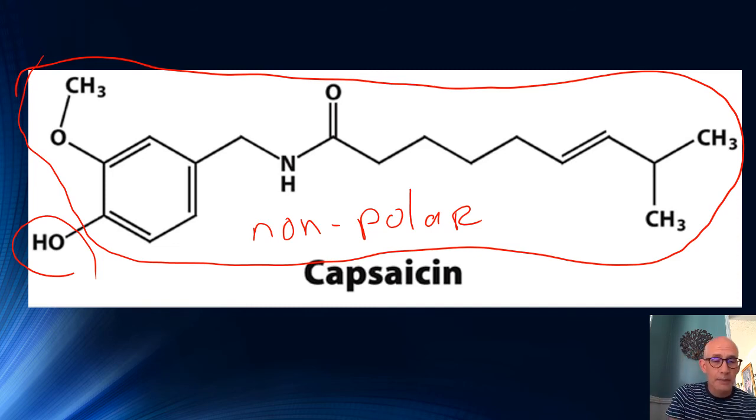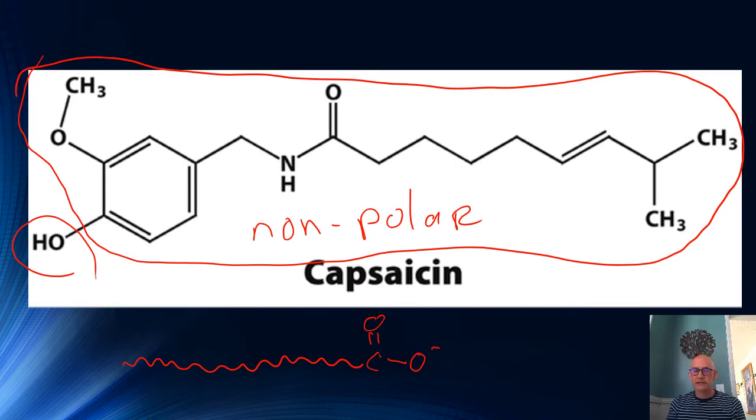Big tangent, but soap has a big nonpolar end. It's a chain of like 16 to 18 carbon-hydrogen bonds. And then at the end, there is a space that has a charge on it that makes it polar. So one end of the soap molecule is polar, the other end is nonpolar.